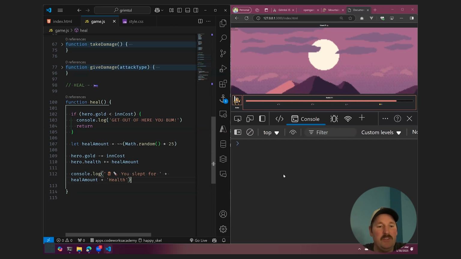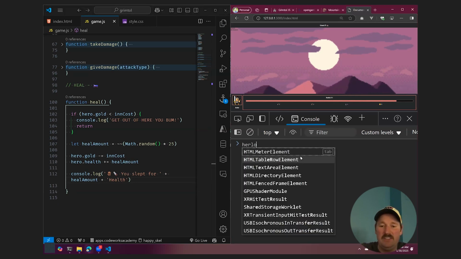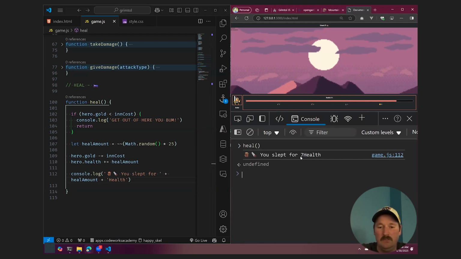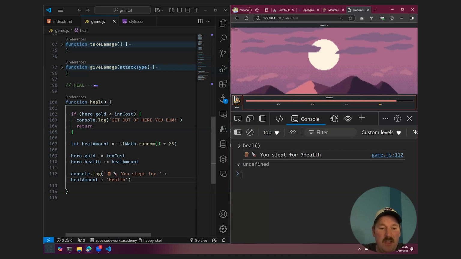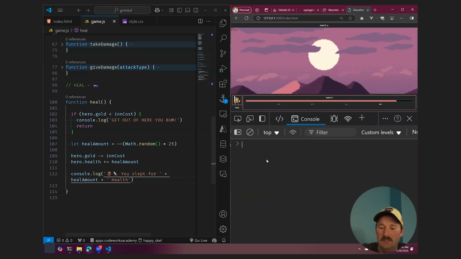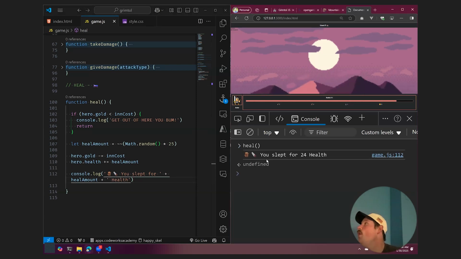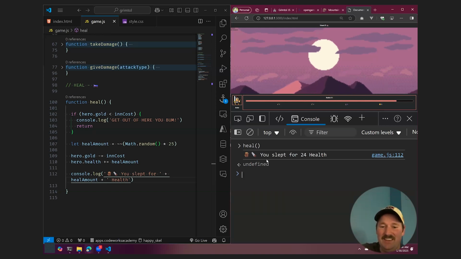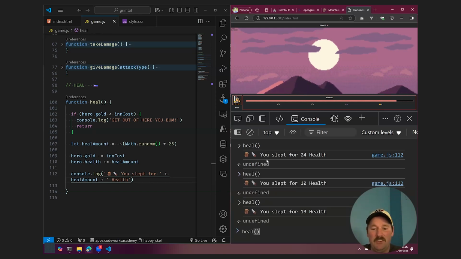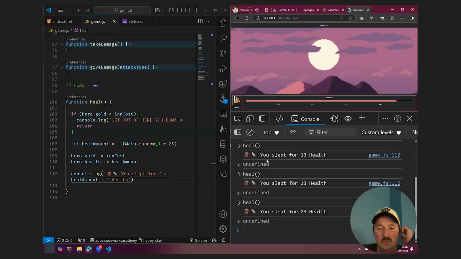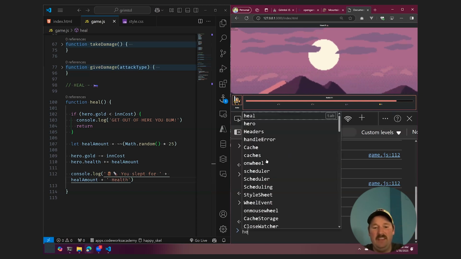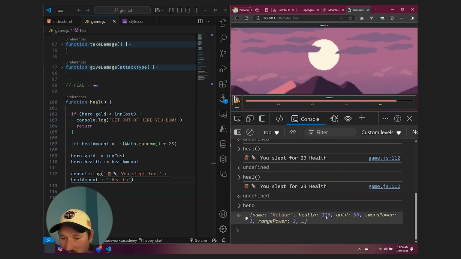Now, something that we will also need to do. If I come over here and I just say heal, you slept for 7 health. Nice. Let's heal. You slept for, whoa, that was a good night's rest. 10 health, 13 health, 13 health, 23 health. Check out my hero, man. My hero's got too much health.